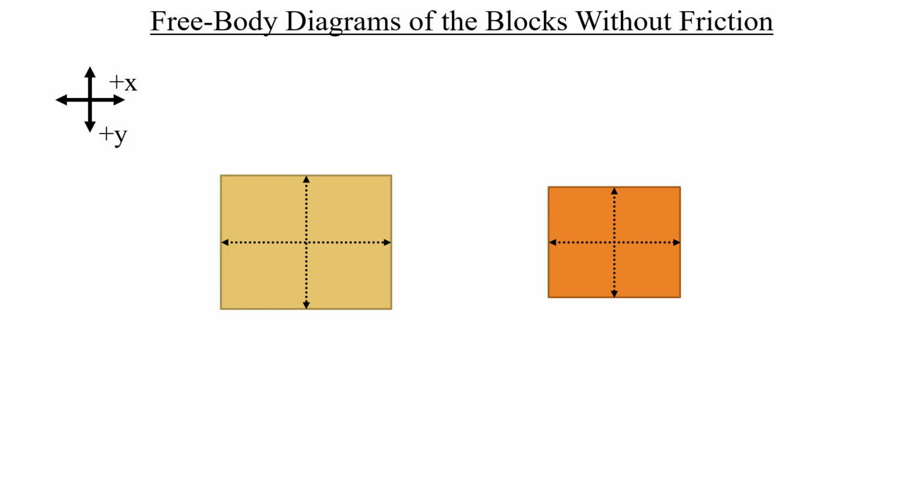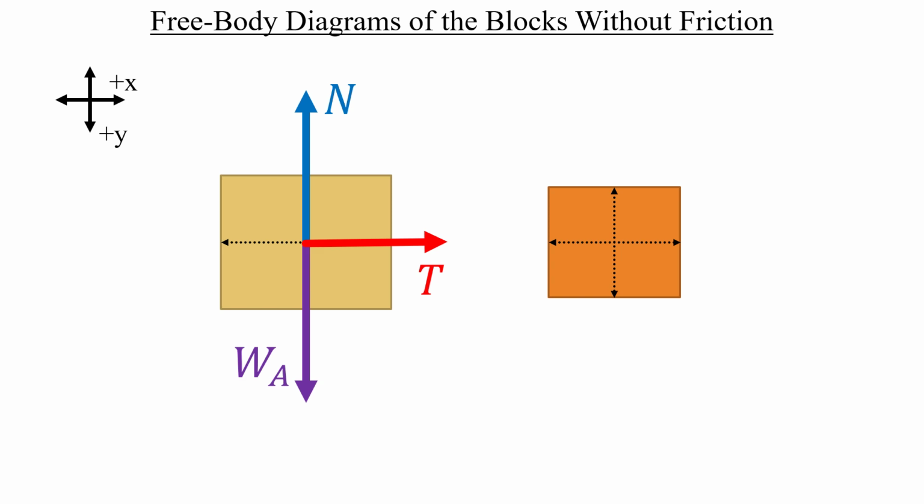On the left, block A's weight will point in the downwards direction, which I've set to plus y in this coordinate system. And the normal force from the table will point in the opposite direction with equal length, since this block only slides across the table to the right. The tension from the string that's attached to block A will pull towards plus x, and since we don't have to worry about friction yet, we can move on to the other block.